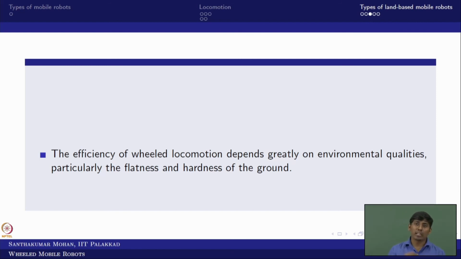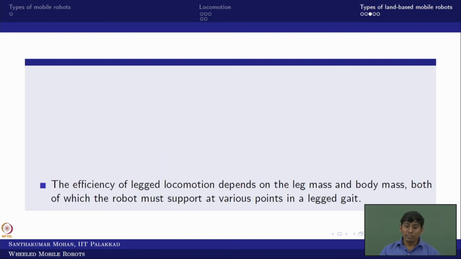One of the important factors, which we already discussed, is the environment, whether it is soft, medium or hard. So the efficiency depends purely on one primary factor, the environmental quality: whether it is flat or hard, and whether it has a ramp or bump. We need to think about all that. The other way around, the efficiency of legged locomotion depends on the body, in the sense the mass of the body and the mass of the leg.